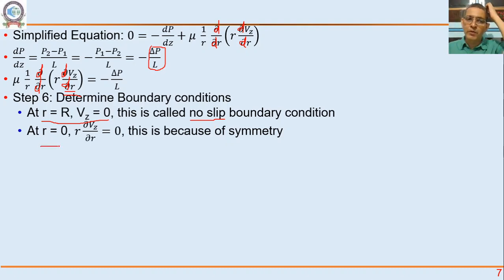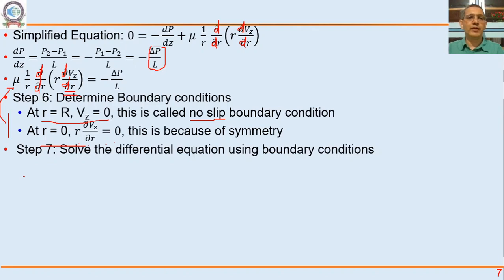At r equal to 0, what can we say? Symmetry. If it is symmetric, we can say gradient of Vz with respect to r is 0, or more specifically, we can say r dVz by dr is equal to 0. If you use these two boundary conditions, can you evaluate this equation now? Do that for yourself. Pause the video.